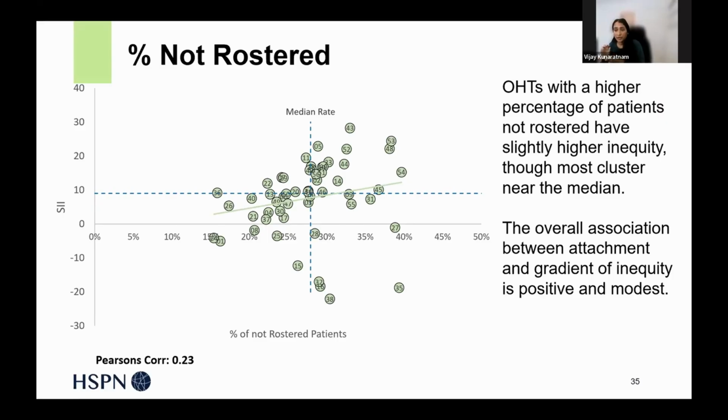What's interesting here, there are actually a few OHTs, I think it's 11 in total, that have negative SII. So there are some OHTs that seem to have worse attachment in less deprived areas. But overall, the positive trend line shows that OHTs with poorer overall attachment also tend to have larger gaps between the more and less deprived communities.